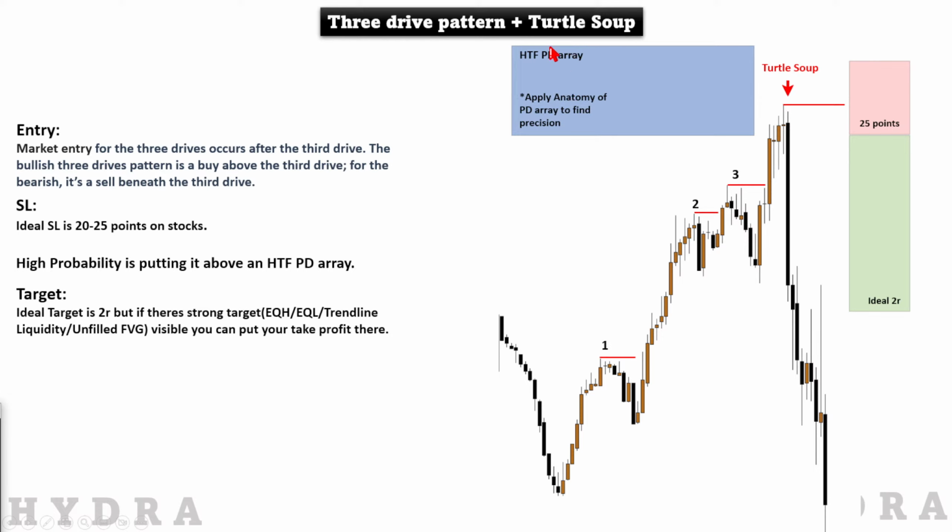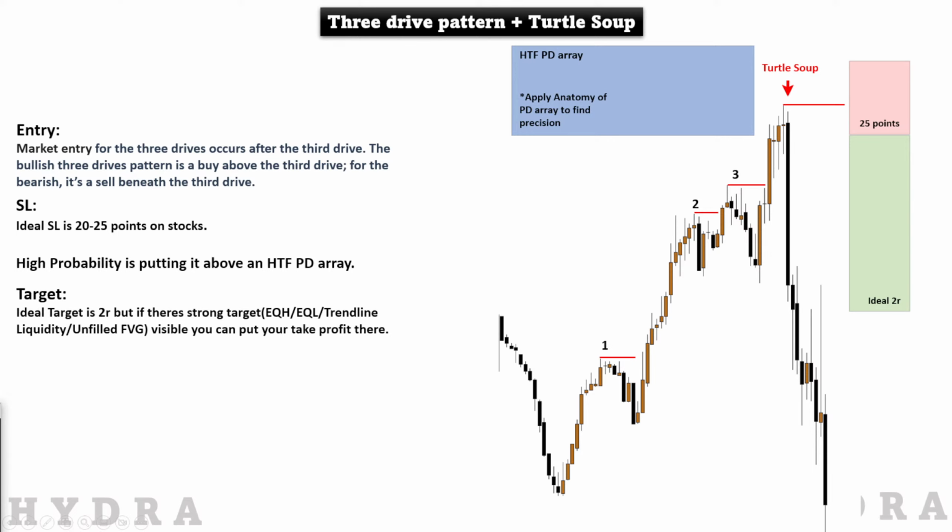Or if you cannot spot a higher time frame PDA, you just take your entry here and you manage your trade accordingly. Price will eventually reverse. The target is the same. If we can spot a relative equal low, relative equal high, or trend line liquidity, or an unfilled fair value gap, that's going to be your best high probability target. If you don't have it, then I highly suggest you not take it, or target only 2R.